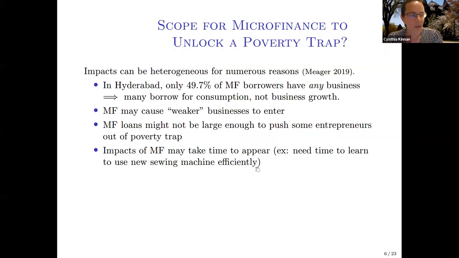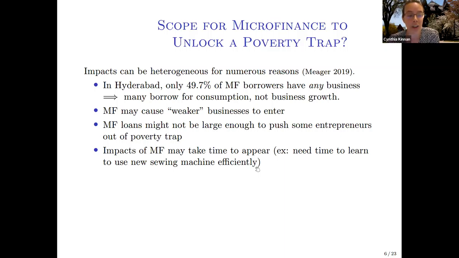Okay, so we have those two somewhat discouraging, shall we say, data points, but why should we nonetheless think that there could be the scope for microfinance to unlock a poverty trap for some households? There's evidence from a number of settings, including some meta-analysis work by Rachel Meager, that shows that the impacts of microfinance can be heterogeneous, and that can happen for many reasons. One data point is that in Hyderabad, the setting that I'm going to be talking about today, and I should probably speed up, only just under half of microfinance borrowers had any business at all, indicating that many households are borrowing for consumption and not for business growth.